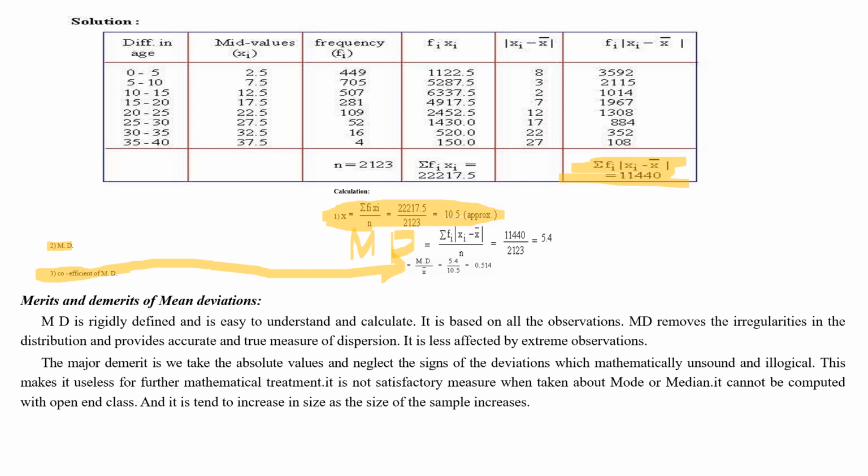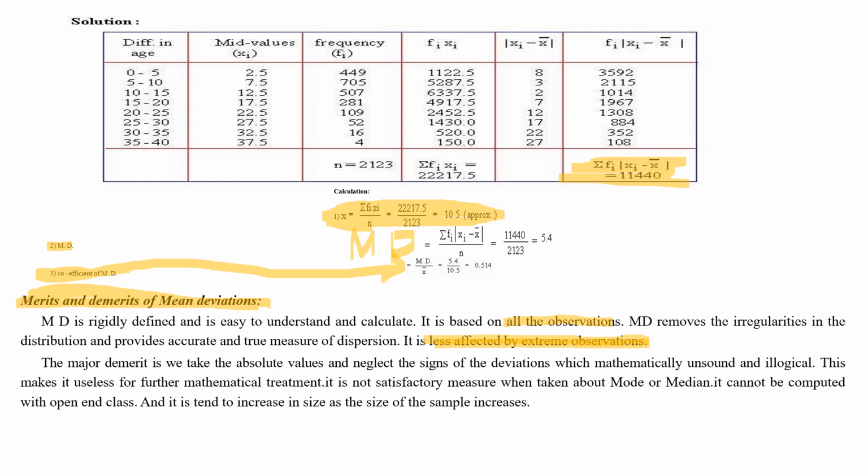So the merits and demerits of mean deviation are: mean deviation is rigidly defined and is easy to understand and calculate. It is based on all the observations. MD removes the irregularities in the distribution and provides accurate, true measures of dispersion. It is less affected by extreme observations, because we consider all the observations.